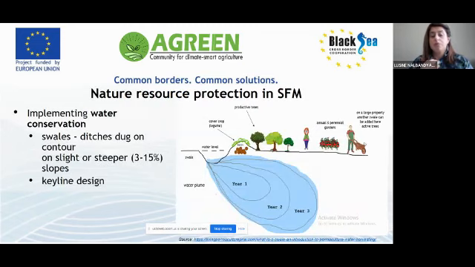The second important component of keeping sustainability and natural resource protection in a sustainable farm management manner is the implementation of water conservation practices in order to reduce the losses in irrigation systems. I have been following the presentations of other colleagues before me, and they have been mentioning that there are so many losses in irrigation systems in different countries.